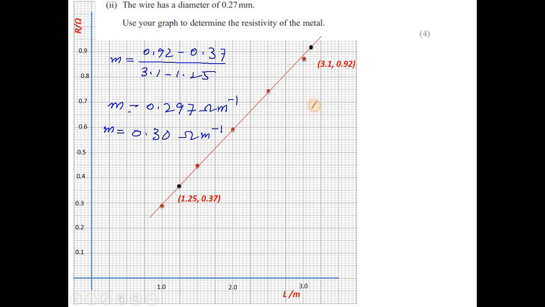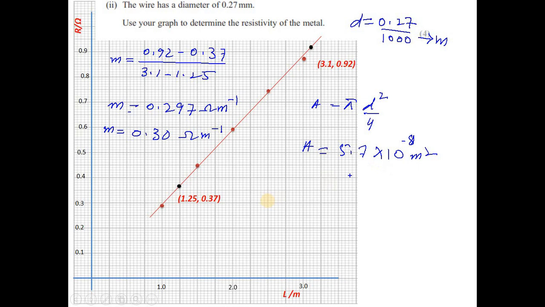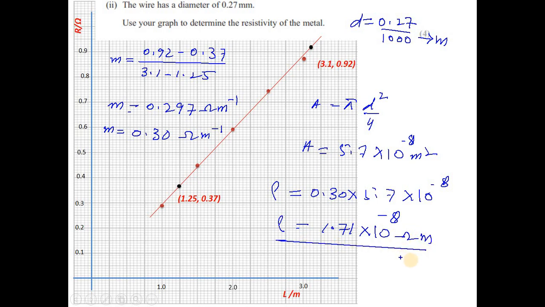Then you can figure out the area. Area is pi d square by 4. Remember d is 0.27, so 0.27 divided by 1000 gives meter. You put d here, simplify this, and area would be 5.7 into 10 to the power minus 8 meter square. Therefore the resistivity rho would be equal to 0.30 times area 5.7 into 10 to the power minus 8. So resistivity is equal to 1.71 into 10 to the power minus 8 ohm meter. That's how you find the resistivity.